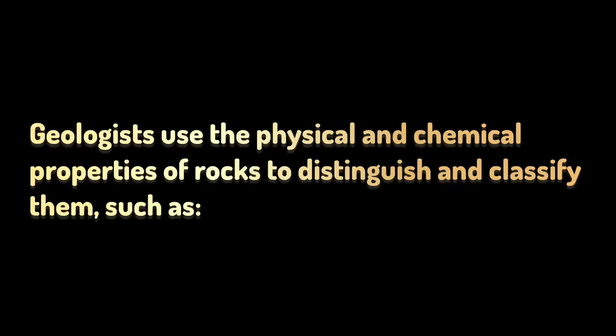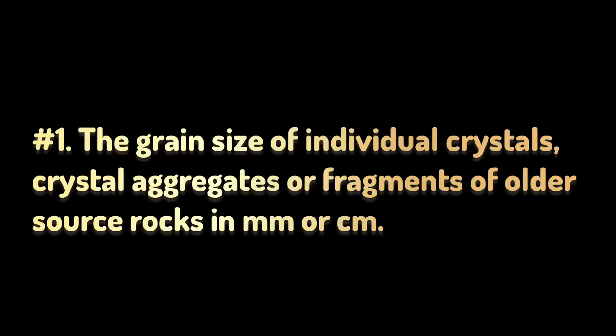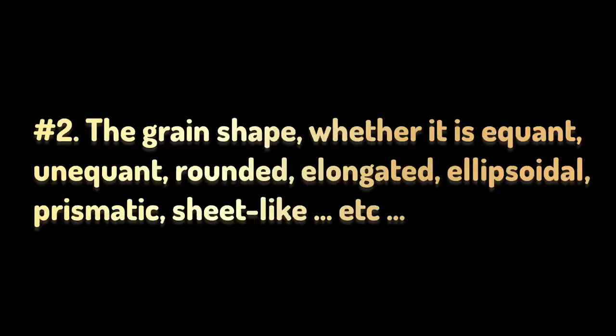Geologists use the physical and chemical properties of rocks to distinguish and classify them, such as number one, the grain size of individual crystals, crystal aggregates, or fragments of older source rocks in millimeters or centimeters. Number two, the grain shape, whether it's equant, unequant, rounded, elongated, ellipsoidal, prismatic, sheet-like, etc.